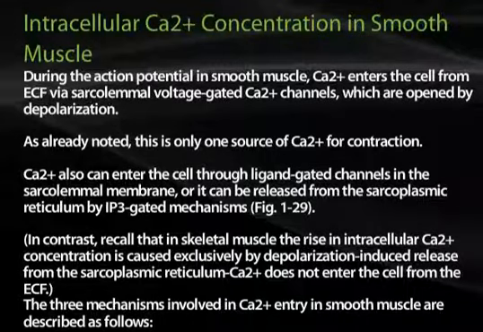Mechanisms that increase intracellular or cytosolic calcium concentration in smooth muscle. During the action potential in smooth muscle, calcium enters a cell from the ECF via sarcolemmal voltage-gated calcium channels, which are opened by depolarization. As already noted, this is only one source of calcium for contraction. Calcium can also enter the cell through ligand-gated channels in the sarcolemmal membrane, or it can be released from the sarcoplasmic reticulum by an IP3-gated mechanism shown on page 41 of your book in figure 1-29.